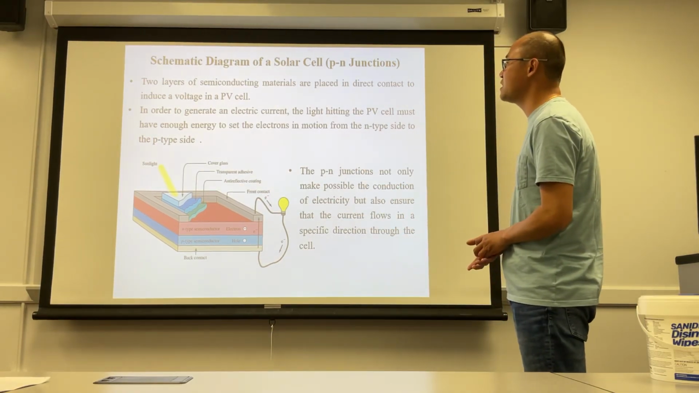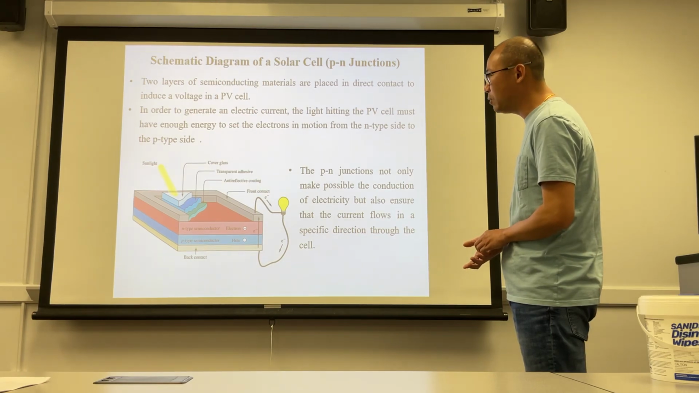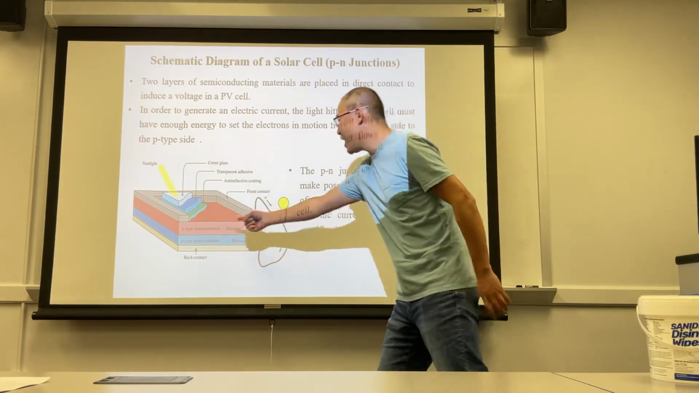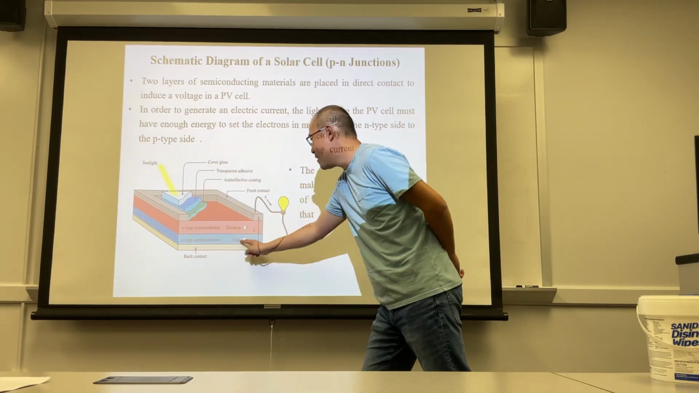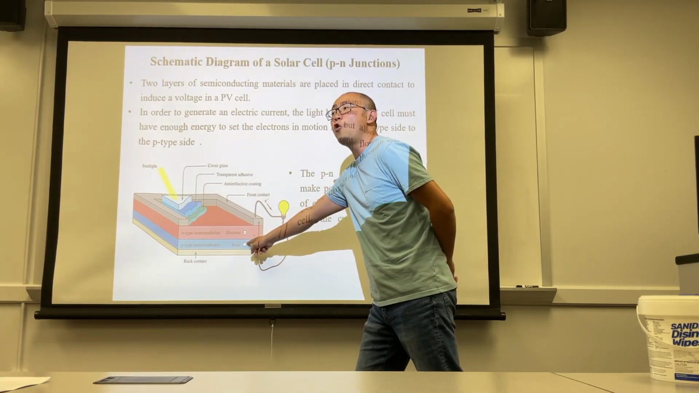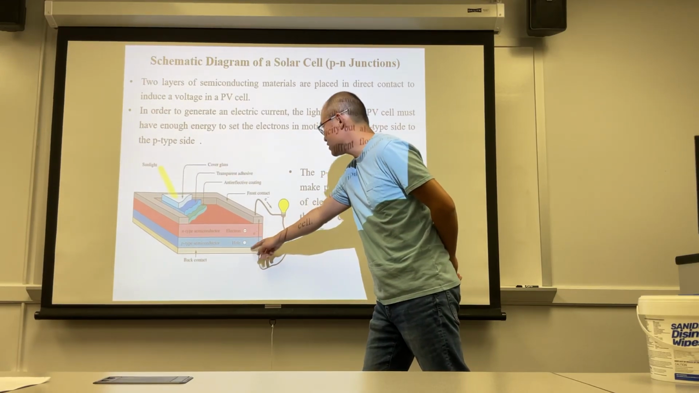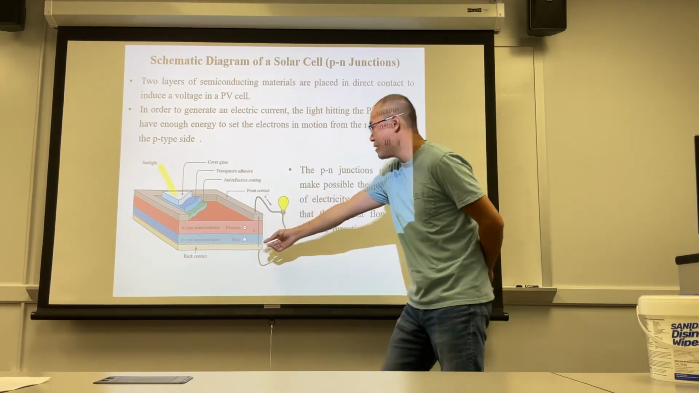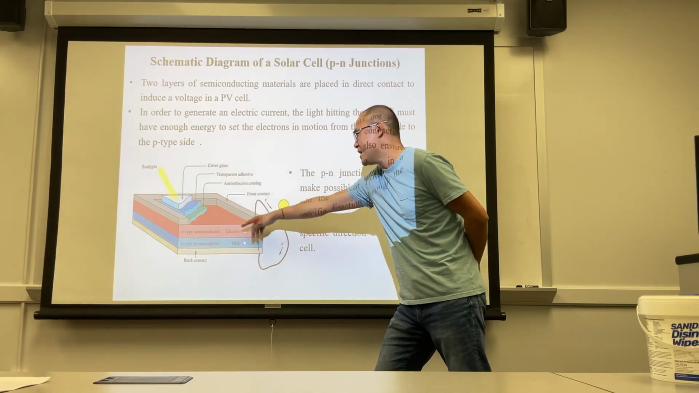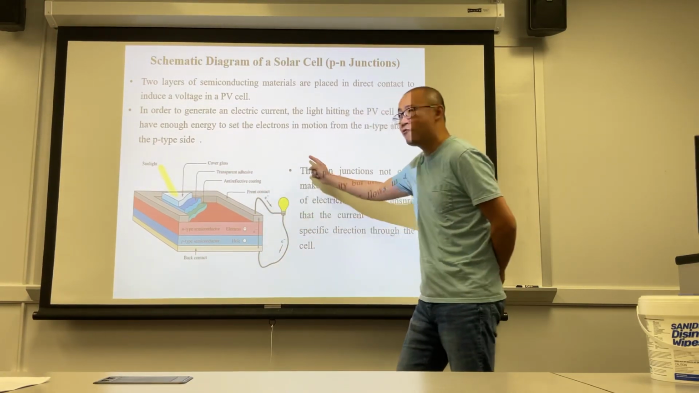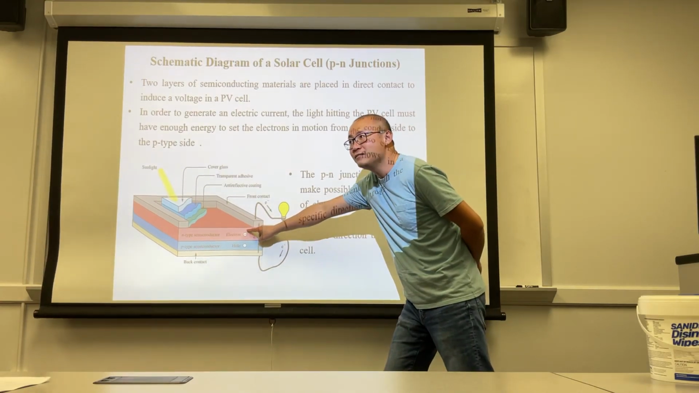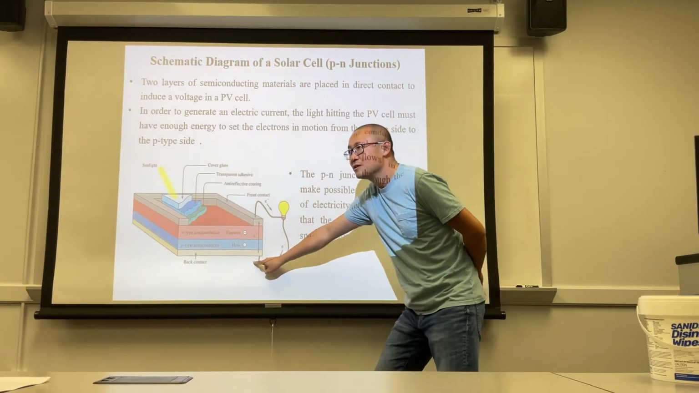Two layers of semiconducting materials are now placed together. Again, N-type has what? Extra electrons. P-type has what? Empty holes. Okay, a deficit of electrons. So when sunlight comes in, the electrons now have a direction to flow. Not only is it easier to flow, it has a certain direction, from where? From N-type to where? To the P-type.